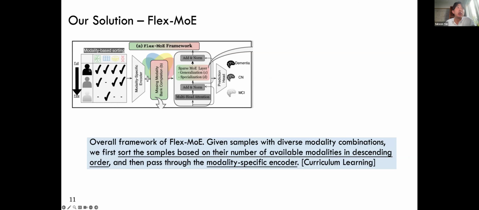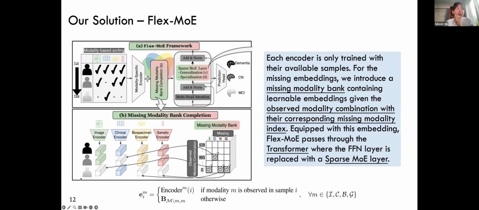So given a patient and the modality information, we first pass it through the modality-specific encoder and then obtain the embedding. This black sample would have the full modality input from the raw feature space. So we obtain the embeddings from each specific encoder. So we would have embeddings.